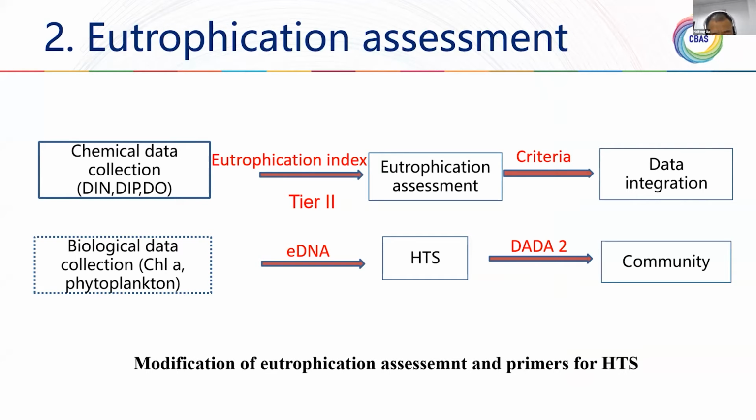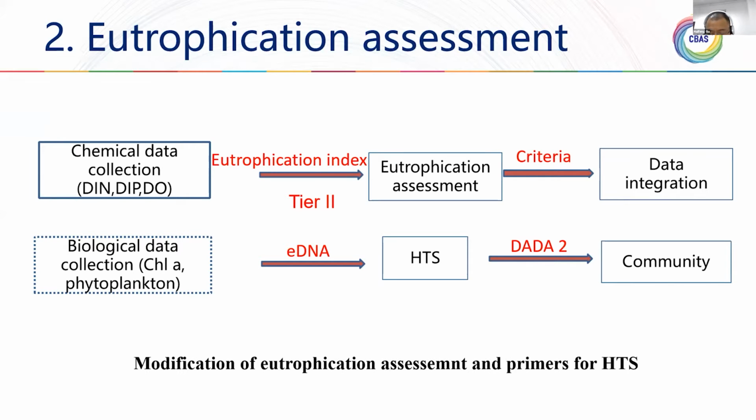There are diverse approaches to assess eutrophication. However, to date, there is no standard method which is accepted widely. Therefore, eutrophication assessment is classified as Tier 2 according to regulation by IOC with UNESCO.